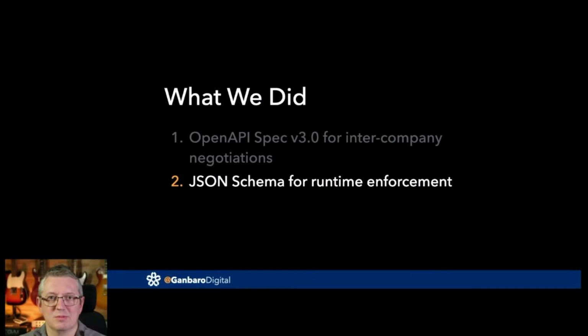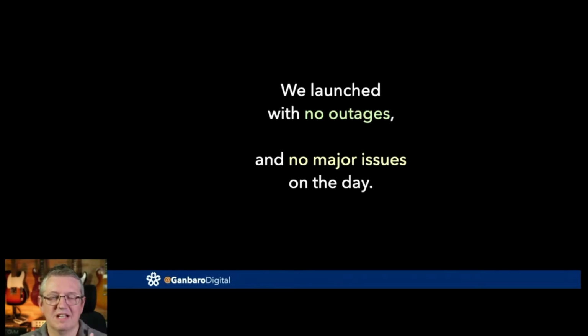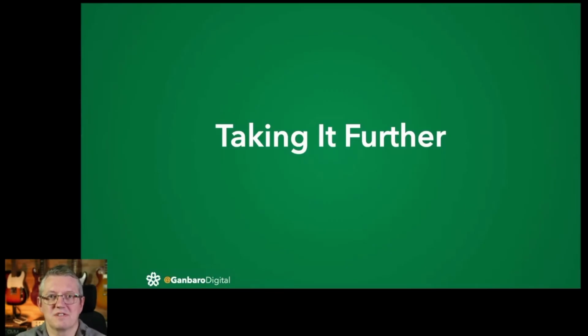And then what we did was we took those OpenAPI specs and we made equivalent JSON schemas that we use for runtime validation. And remember that headline again, this helped us launch with no outages, no major problems on the day. We had a great launch day. Now, just because the integration's over doesn't mean the story's over. JSON Schema proved so useful that we decided to start using JSON Schema even more post-integration.